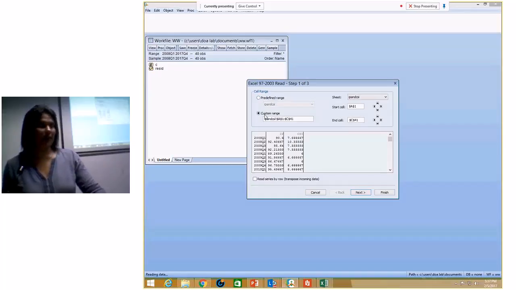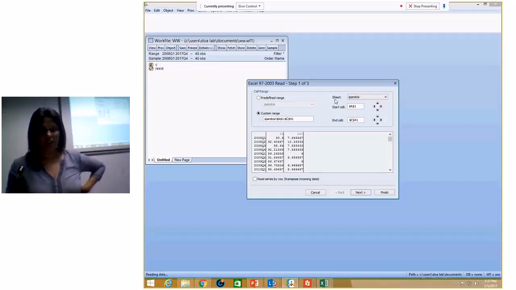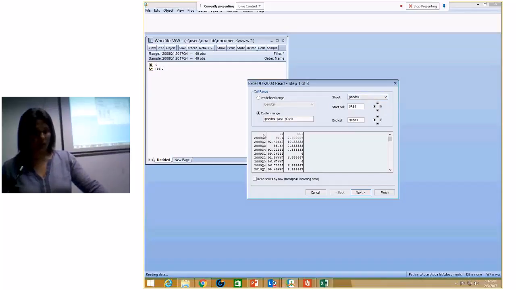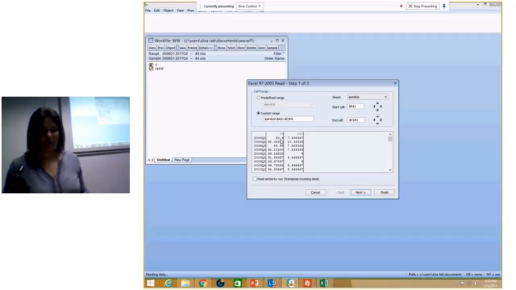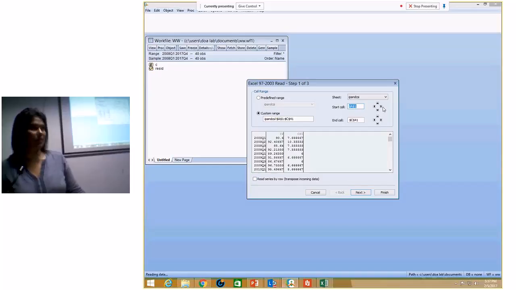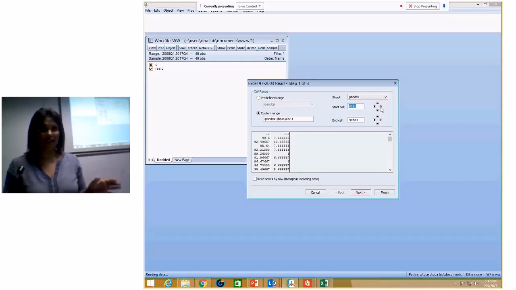Then select custom range. In the custom range, the sheet is our file name. We don't need our first column, the date and the year. We keep only the two variable columns. There is an arrow button; when you select the right arrow and the left arrow, with the right arrow we can remove our year column. When you press the left button, we can add it back.